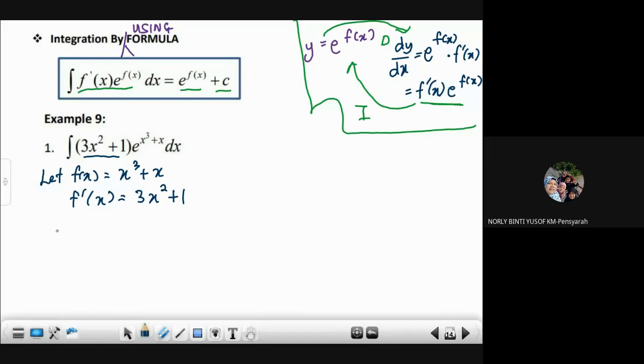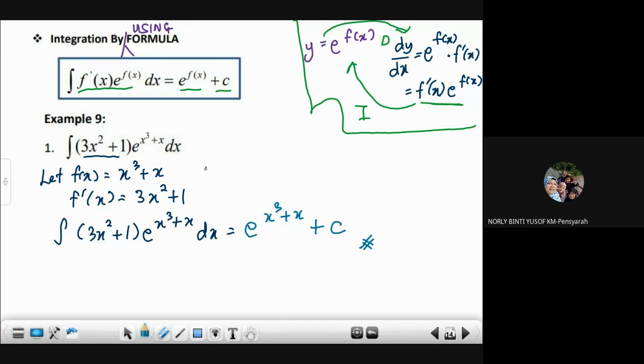So bila betul, you boleh terus guna that formula lah. That means integration of 3x squared plus 1, e power of x power 3 plus x dx will be equivalent to exponential. Kita refer lah formula. So formula dah ada kat atas ni kan, just refer exponential f(x). So exponential f(x) adalah ini, so e power of x power of 3 plus x plus c. Itu jawapan akhir dia.